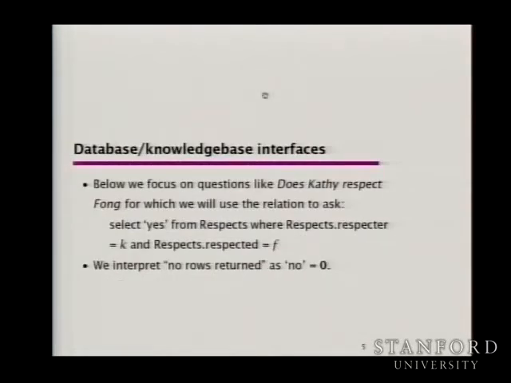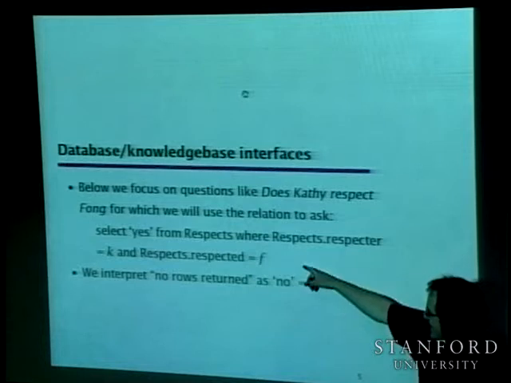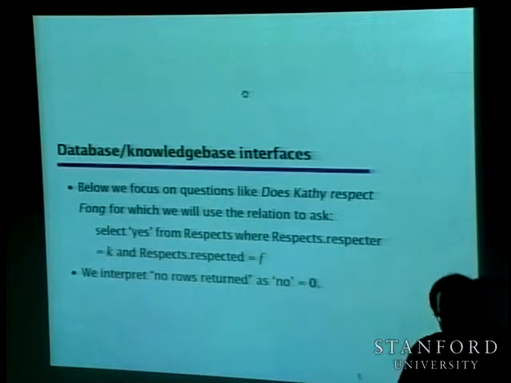Alternatively, and perhaps slightly more interestingly, we could also look at the goal of answering questions. So we will want to be able to answer the question of, does Kathy respect Fong? And so then we'll be wanting to do a query of the database and work out whether it holds a particular row. So at this point we use a teeny little SQL trick where we say select yes from respects where respects.respecter equals K and respects.respected equals F.